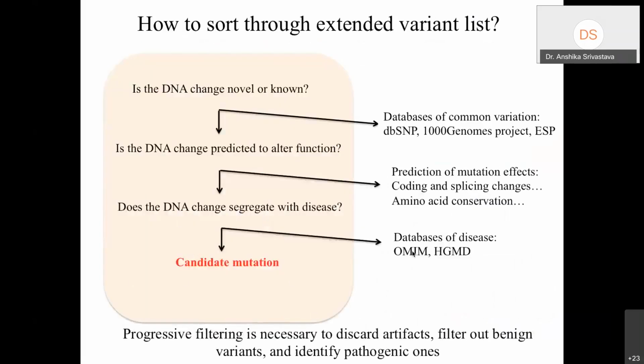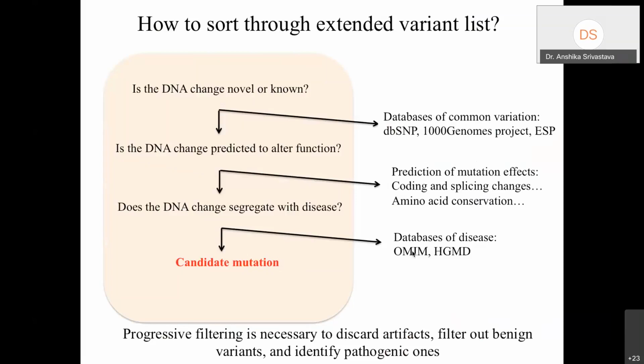So, as I said, how do you sort through an extended variant list? Once you have the variants, say around 50,000 or more, how do you start? First of all, is the DNA change novel or known? How would you get to know that? The databases for that are dbSNP, the 1000 Genomes Project, or the Exome Sequencing Project. These are all online tools where you can query your variation of interest. Then, is the DNA change predicted to alter the function?